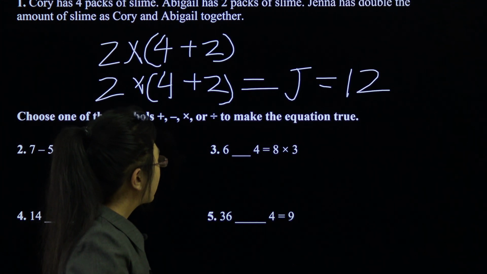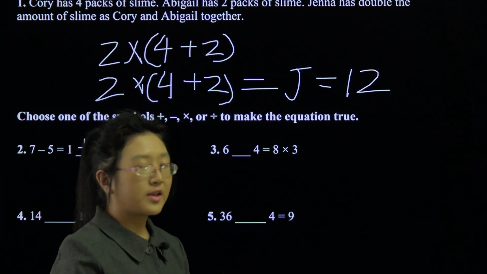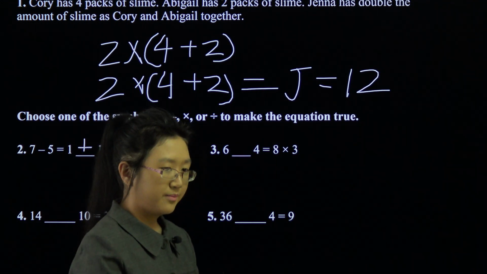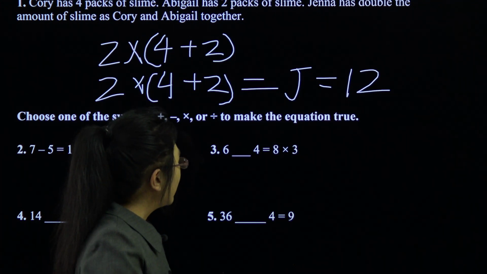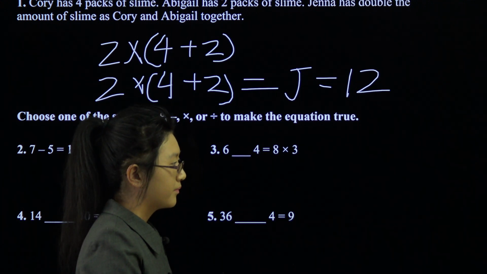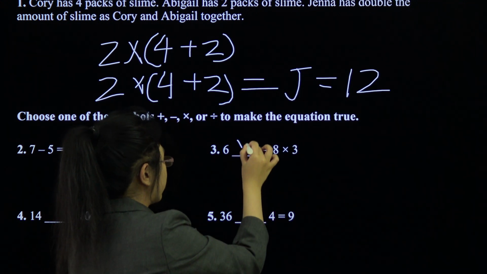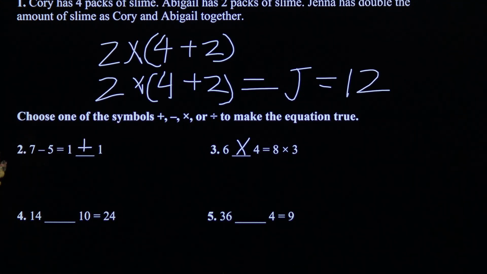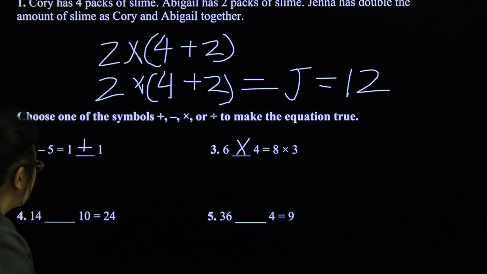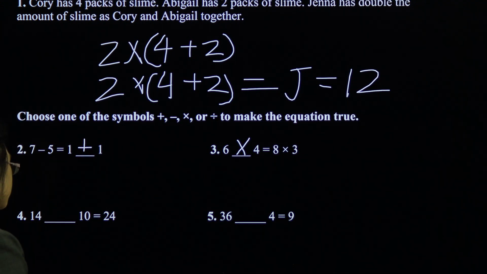We're done with that. 6 something 4 equals 8 times 3. What is 8 times 3? 24. 6 what 4 equals 24. 6 times 4 equals 24. 14 something 10 equals 24. 24 is, well, 14 plus 10. So, yay.